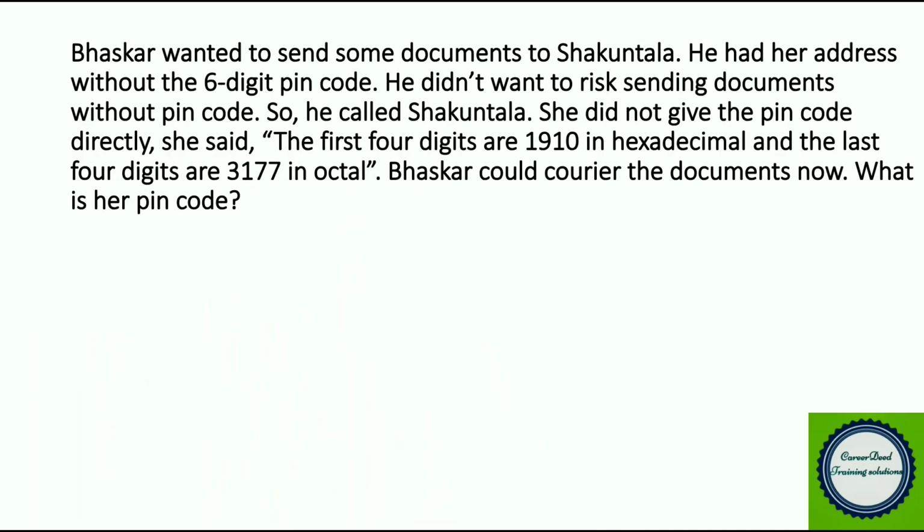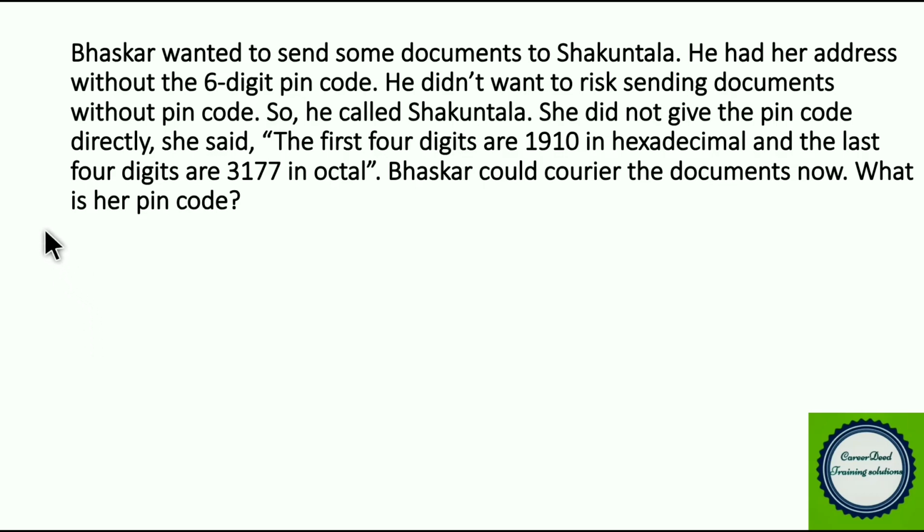Bhaskar wanted to send some documents to Sakuntala. He had her address without the 6-digit PIN code. He did not want to risk sending documents without the PIN code, so he called Sakuntala. She did not give the PIN directly. She said the first 4 digits are 1910 in hexadecimal and the last 4 digits are 3177 in octal. Bhaskar could courier the documents now. What is her PIN? Here you should understand how to convert to decimal from hexadecimal and octal.